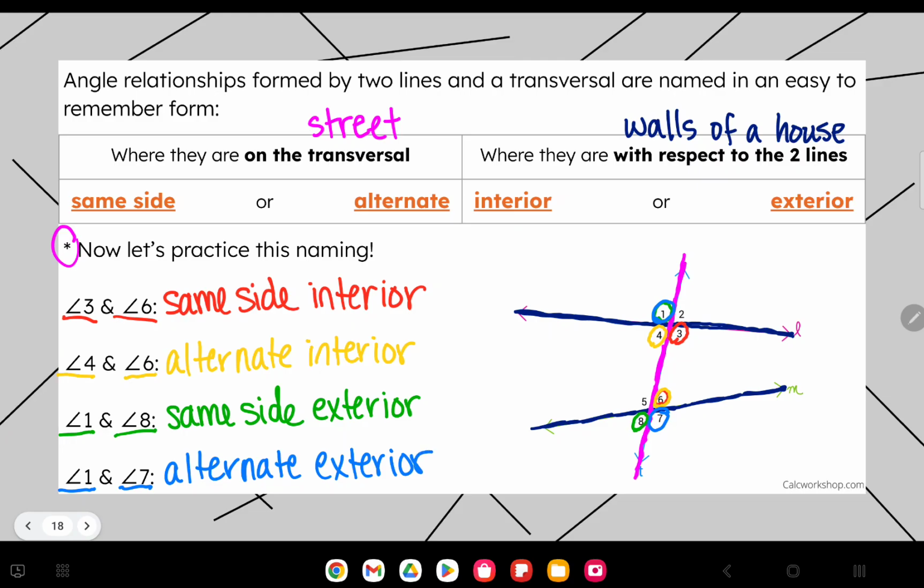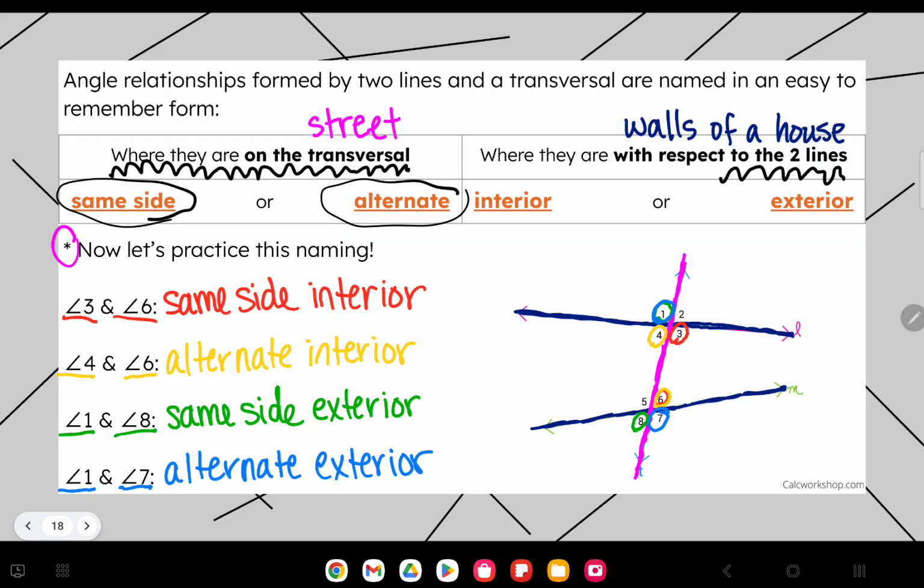So remember, when you're naming them, first you name them by where they are on the transversal. Are they on the same side of the street or on opposite sides of the street? And then, where are they with respect to the two lines? Are they inside the house or outside the house?